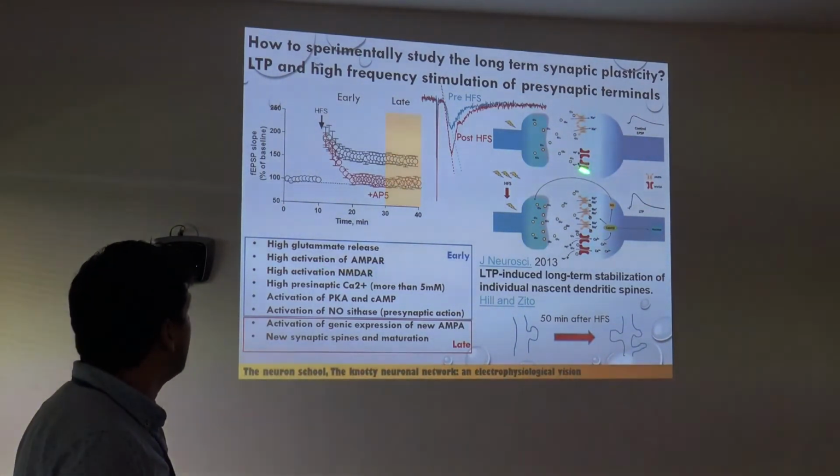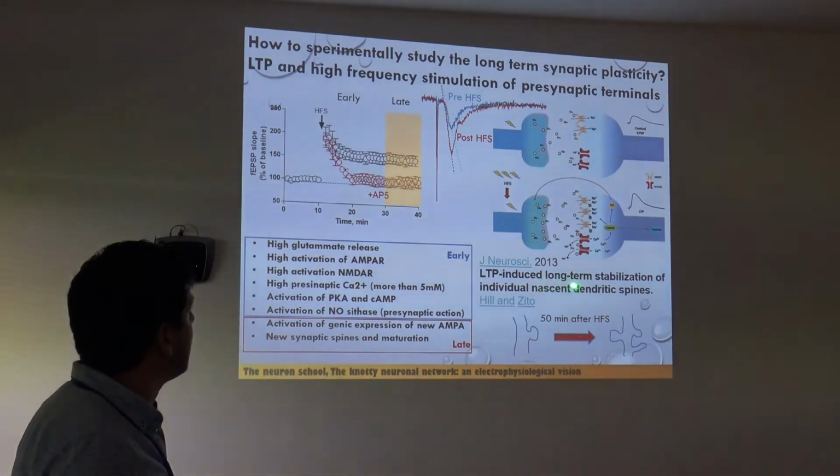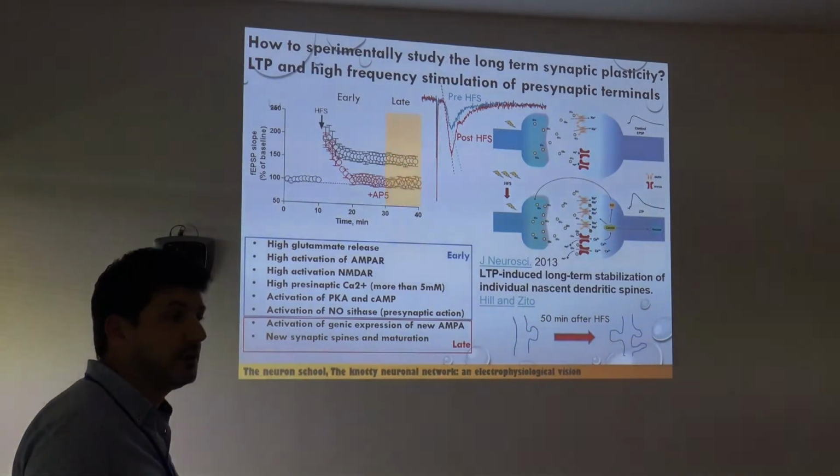And here you can see a scheme that I can show you and I can give you. And here you can see with this kind of publication that after LTP formation, you have an increase in the formation of new dendritic spines in the neurons.